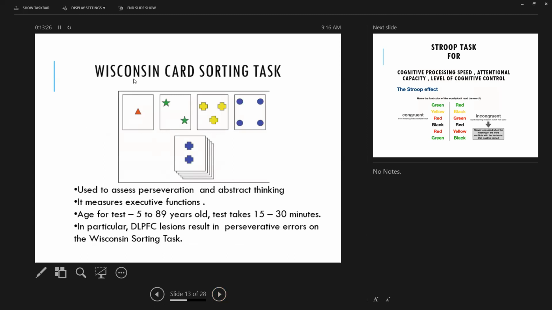Second is the Wisconsin card sorting test task. It is used to assess perseveration and abstract thinking. It basically measures the executive functions, and it can be applied for ages 5 to 89 years old. The test takes around 15 to 30 minutes. And in particular, DLPFC lesions result in perseverative errors on the Wisconsin sorting task.